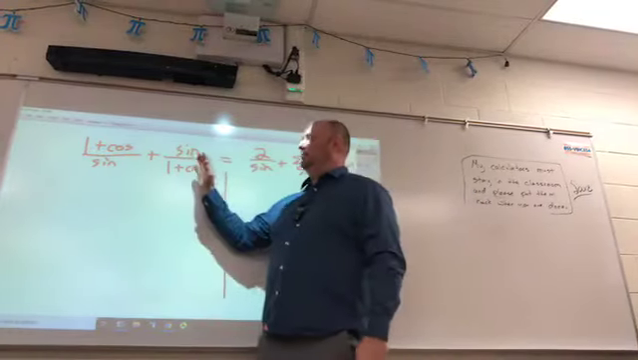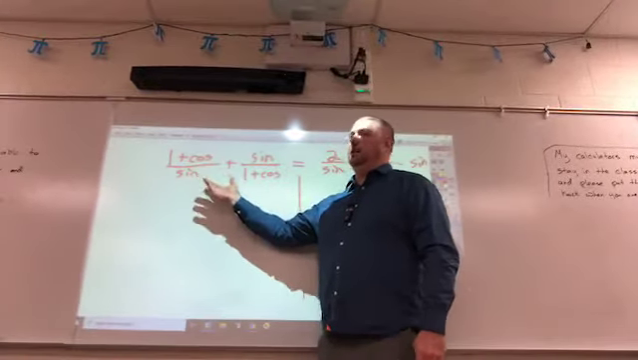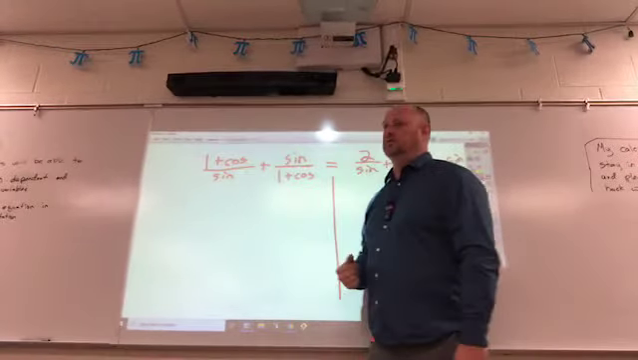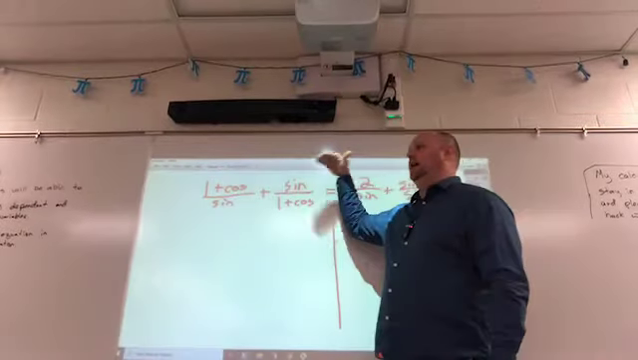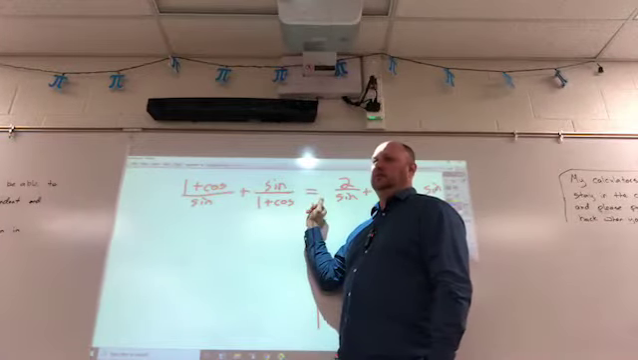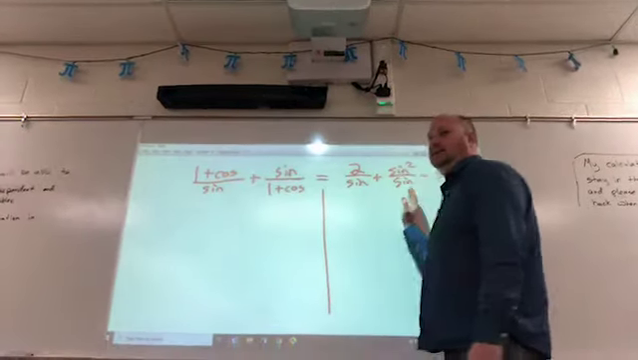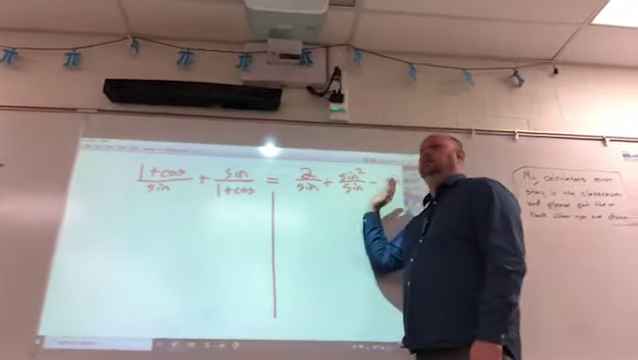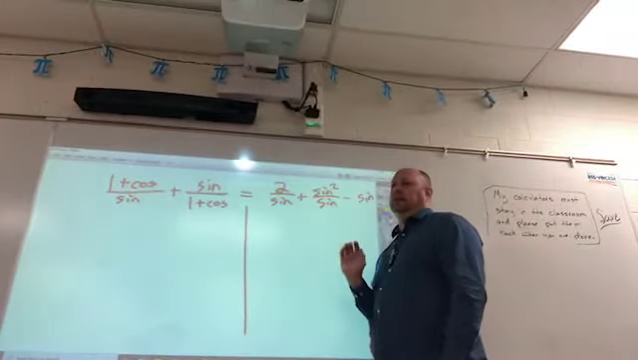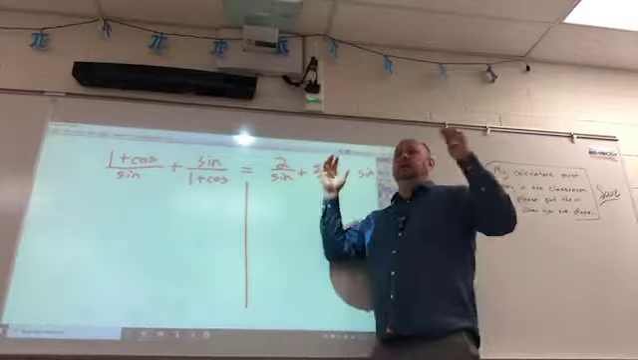When you see a problem that looks like this. On the left side, I see a 1 plus cosine over sine. Over here, I got sine over 1 plus cosine. I don't know what the right side is. I just made this up. But what do you see on the right side? It's all sine.